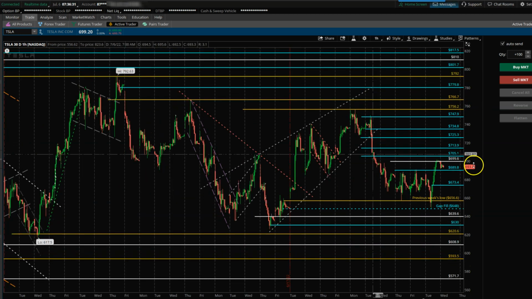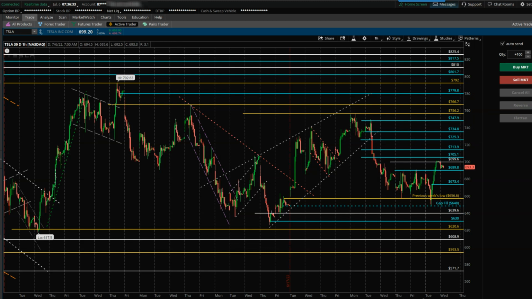If I zoom out, this was the nice move to the downside. Once we broke this right there, we had a nice consolidation, and now we just had a bearish breakout failure as it moved back up. We'll see if it sees any upside follow through or not. But that's what it is right now. It's just consolidating here above 689. So we'll just keep an eye on it and see what happens.